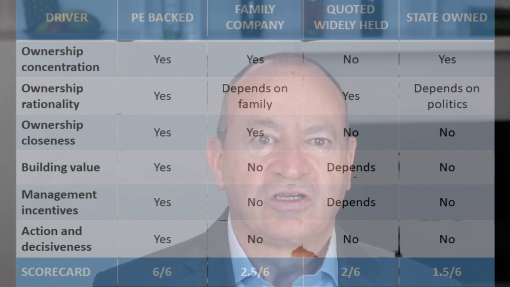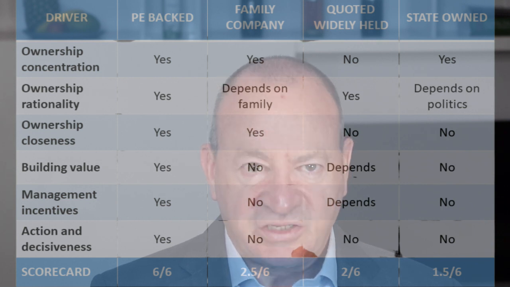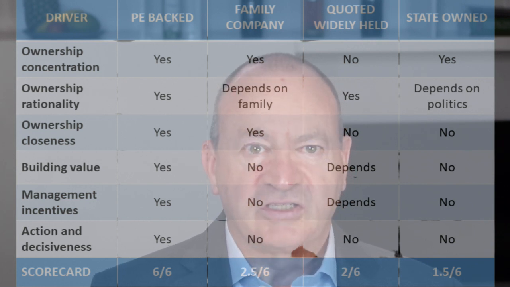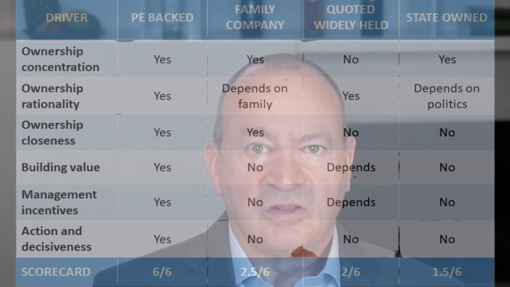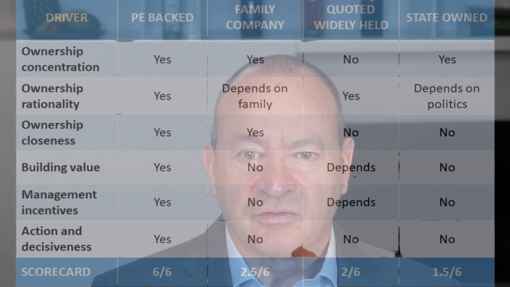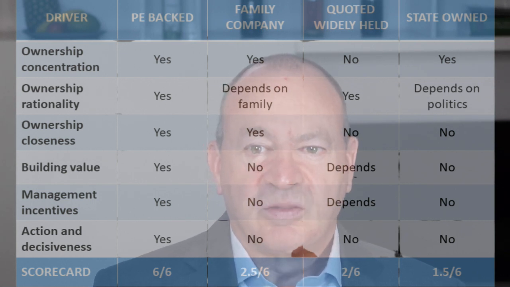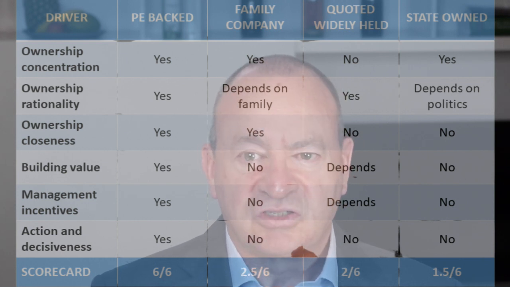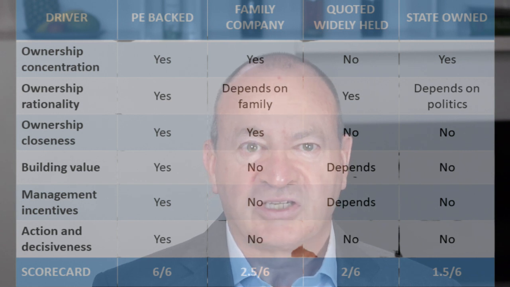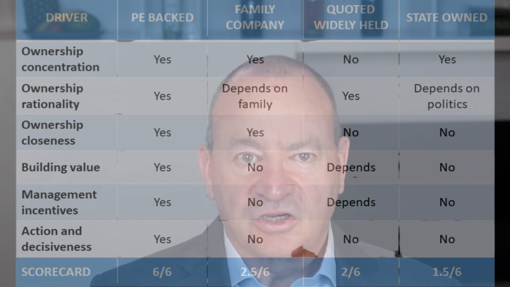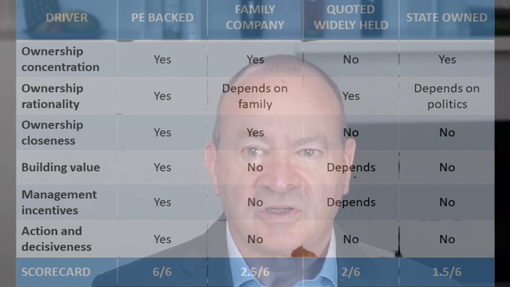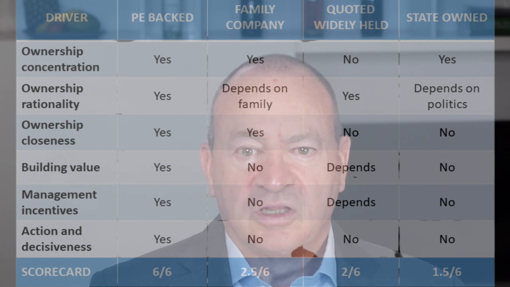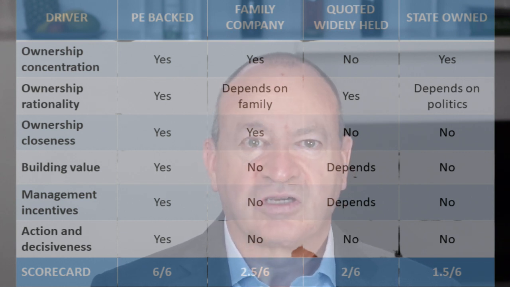Action and decisiveness. Private equity companies, it's a yes, because they're on the clock, they need to get things done to get their exit. Family company, no, they're looking maybe 10, 20 years ahead, there isn't the same decisiveness. Problems tend to linger longer. Quoted, widely held company, no, for the same reason. There is no one breathing down their necks, making them decide things. It might be done by circumstances like a financial crisis, but not as a natural predisposition of the management. And the state-owned companies, similarly, no, there is no action and decisiveness in state-owned companies.